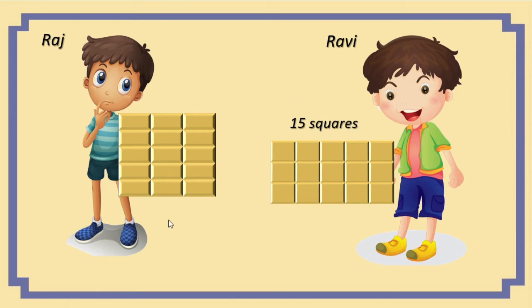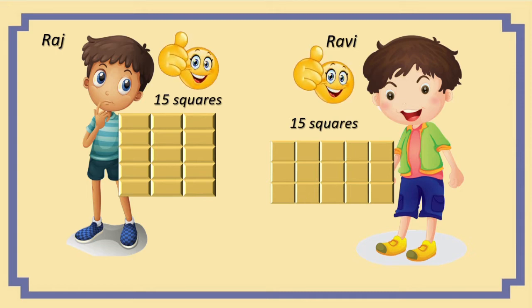Now let us count the squares in Raj's chocolate. See again 1, 2, 3, 4, 5, 6, 7, 8, 9, 10, 11, 12, 13, 14 and again 15. See, this is also of 15 squares. What is the meaning? Yes, maybe the shapes are different but the amount of chocolate is same. Now both are happy. Yes, problem solved, isn't it?